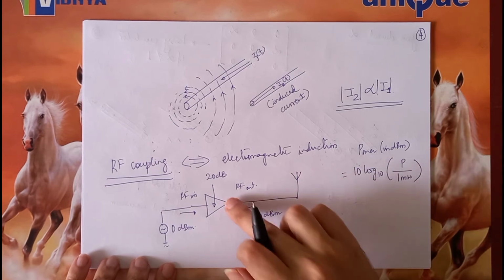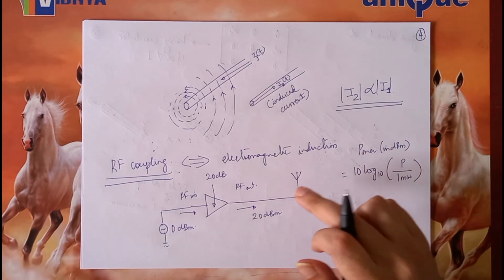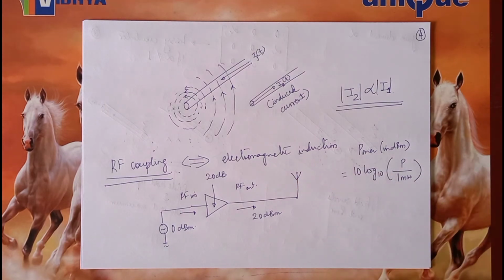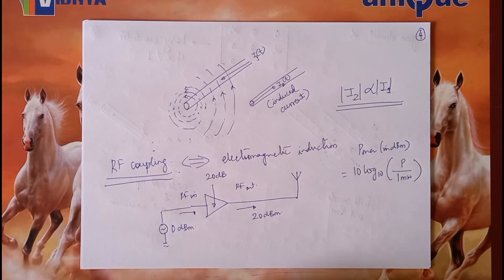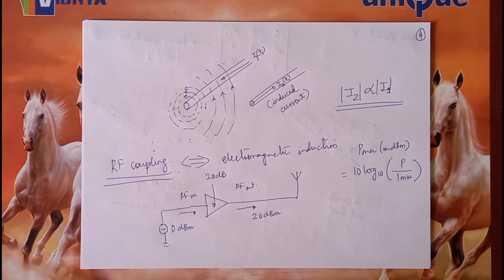So if the antenna is matched to the amplifier, we expect that the antenna should get that 20 dBm power in full. But if we have connected the amplifier to the antenna, we are not sure if the amplifier is indeed working and giving that 20 dBm output. How can we check it?